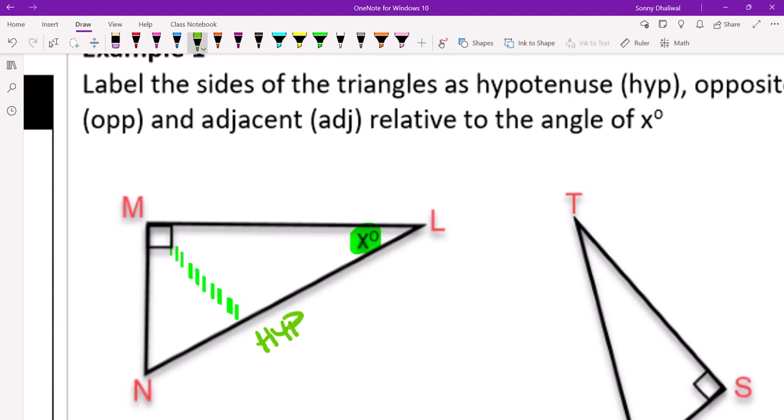Okay. Now the trickier ones. Adjacent and opposite. Let's do adjacent first. Gavin? Adjacent is ML or LM? Yeah, ML or LM, this one right next to it. Here's my angle. There's 2 sides, this one and this one, right next to it. This one's the hypotenuse. That means this one is the adjacent. So we have adjacent. Therefore, the one across from it is your opposite. Okay?